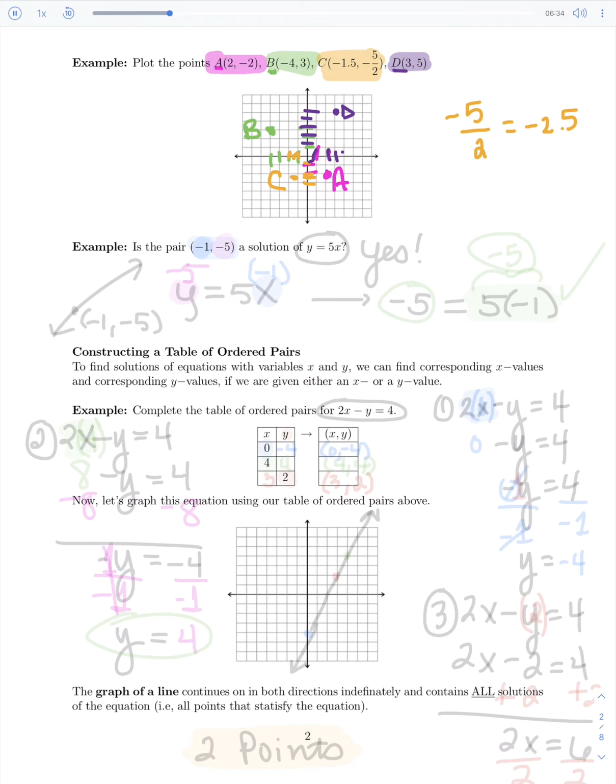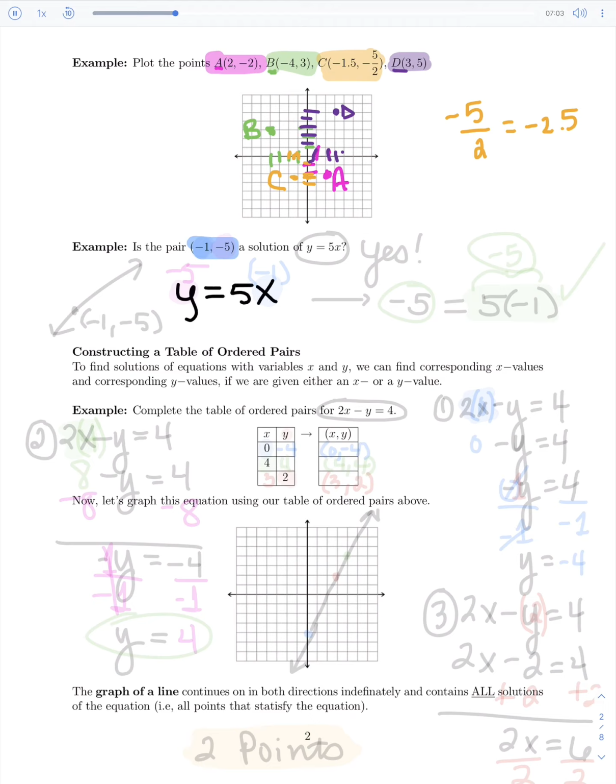Let's take a look at this next example. In the next example, they give us a point and they're asking if it's a solution to some kind of equation. Well, the only way to know if a point is a solution is to plug it in and see if we get a true statement. So what we'll do is take this point that they're giving us, (-1, -5), and plug it into the equation. So I've got my equation, which is y = 5x.